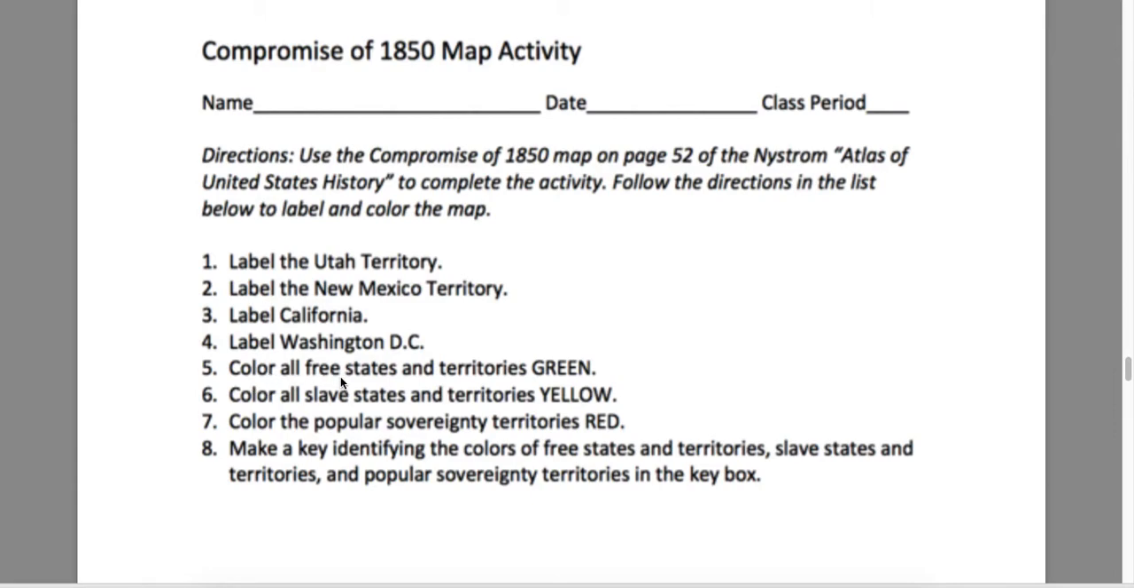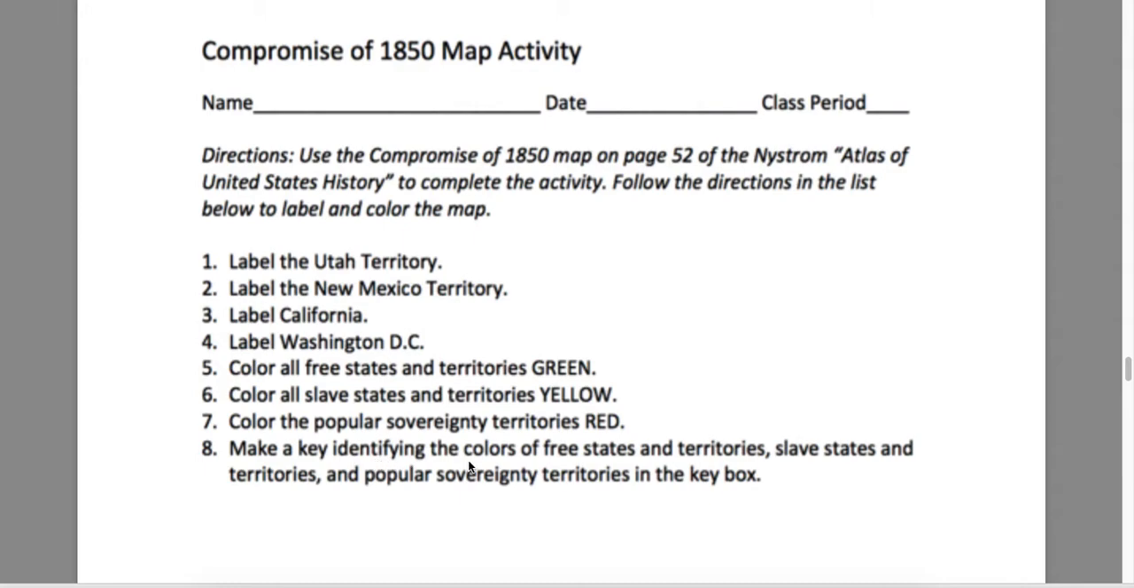So now you're going to be coloring the free states in green. You're going to see there's more free states by 1850 than there was in 1820. And you're going to color all the slave states and territories yellow. Color the popular sovereignty territories red. You're going to see that there's this thing called popular sovereignty territories. All that means, popular sovereignty, is that those territories get to decide for themselves whether they want to be free or slave. So there's a popular vote on that.